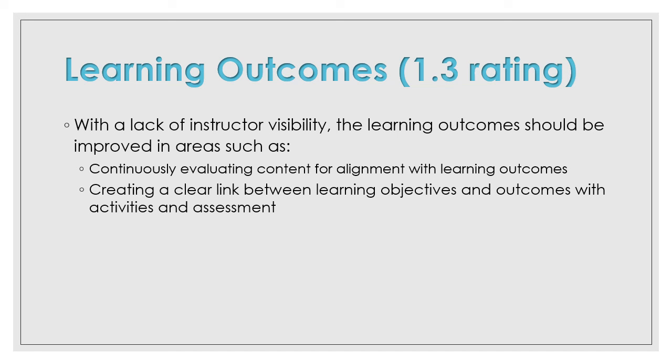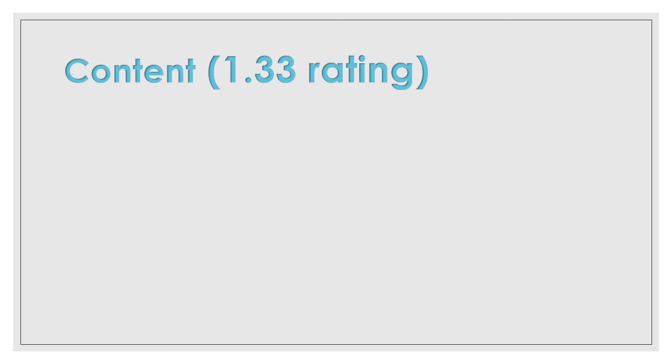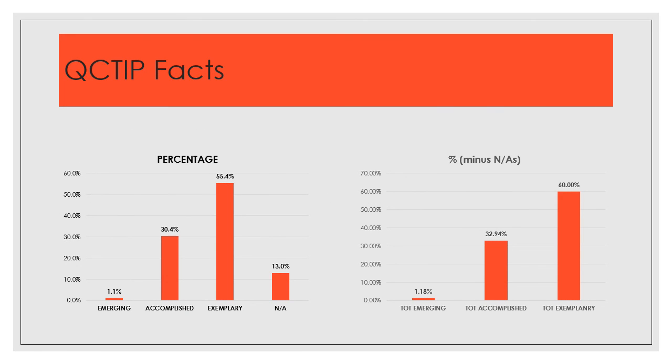Also, provide announcements regarding assignment updates, messages to check in on the class status, and concern for the student understanding be included to improve the 1.2 rating. After noticing the instructor visibility in the course, it is my suggestion that the continuous evaluation of course content be aligned with learning outcomes. When there is a clear link between learning objectives and outcomes with activities and assessment, performance is elevated. This is supported by Mikasa, Cicero, and Adamson when stating that outcome-based evaluation of student performance is required to evaluate student mastery of course objectives.